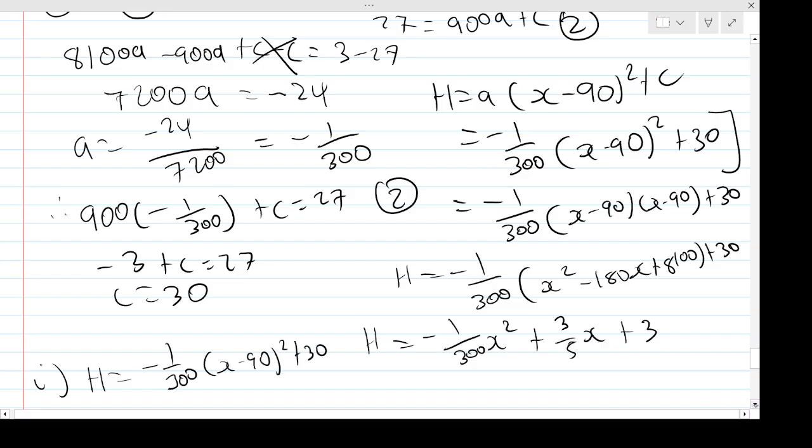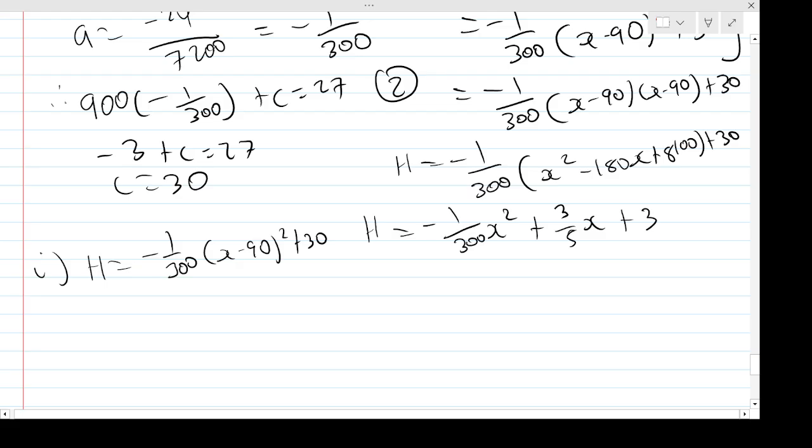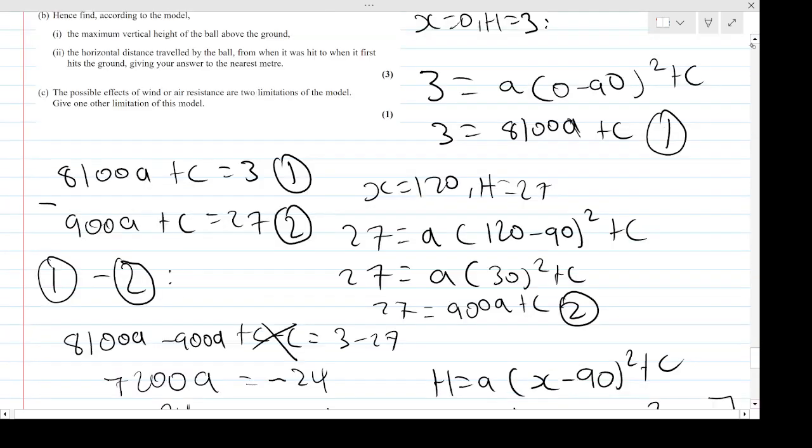Now it told us for the maximum vertical height, which is h max, right? So the maximum height, well, that's going to be when the bracket equals 0 again. But when the whole bracket goes 0, I'm just left with 30. So that's your height. So simply h max is 30 meters. And then part II, the second part of the question.